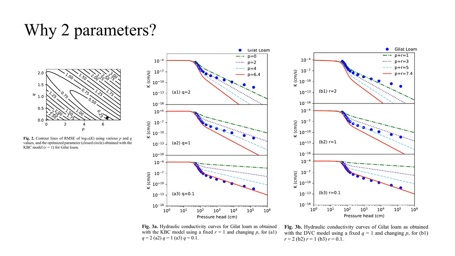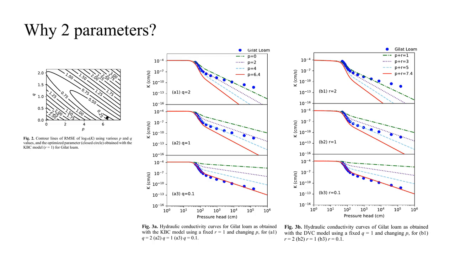So, why do we need to optimize two parameters? This figure shows a sensitivity analysis of RMSE with respect to the parameters P and Q. The minimum RMSE occurs at P equals 6.4 and Q equals 0.1. If we fix Q equals 1, for example, the RMSE does not decrease sufficiently.